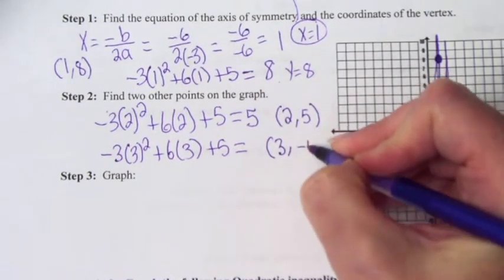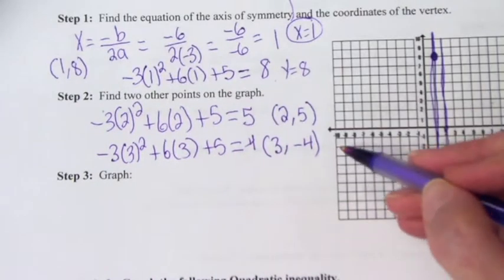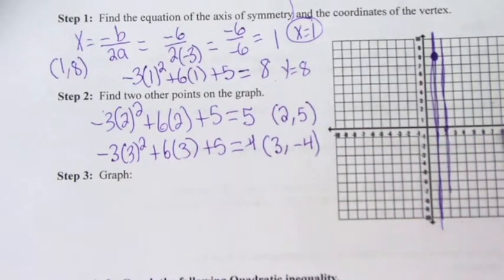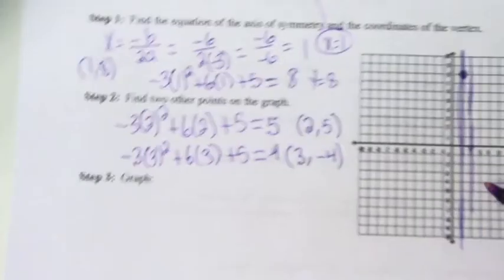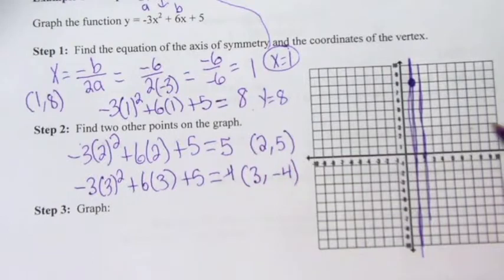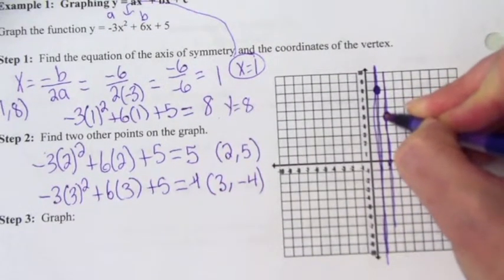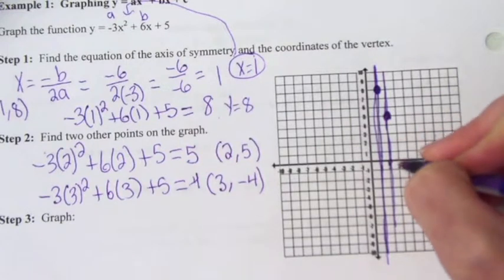-4. -4, yes. So there's 2 more points. And both of these points are going to be on that side of the parabola, which is what we wanted. We wanted these 2 points to be on one side of the parabola. So now let's put those points on our graph. We have 2, 5, 4, and 3, -4.